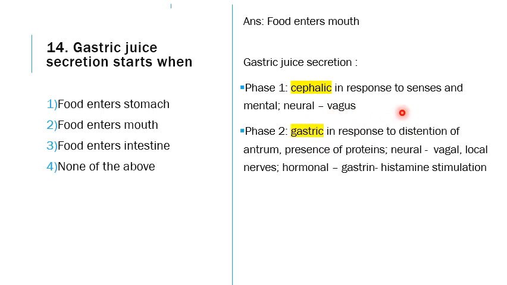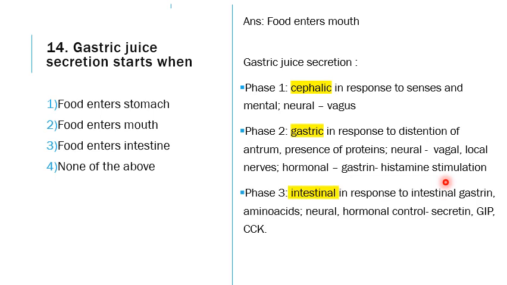Then the second phase is the gastric phase, that is when the food enters the stomach. Here the distension of the antral, the distal area of the stomach, will cause secretion of more gastric juice because food is entering and loading down there. Also, if proteins are present, because pepsinogen is there in the stomach, protein digestion starts here. This is through the vagal as well as the local nerves, and then hormonal control, the gastrin and histamine stimulation, is also there.